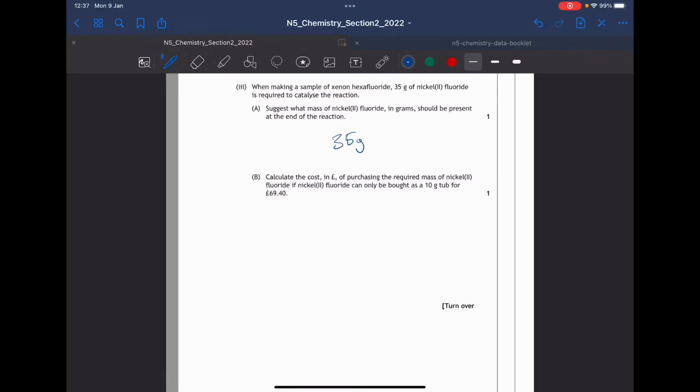Calculate the cost in pounds of purchasing the required mass of nickel 2 fluoride if nickel 2 fluoride can only be bought as a 10 gram tub for £69.40. So you can only buy it in 10 grams, which means that we will need 4 tubs. So we'll need 40 grams. We can't get 35 grams because that's not a multiple of 10. So we need 4 10 gram tubs to give us 40 grams.